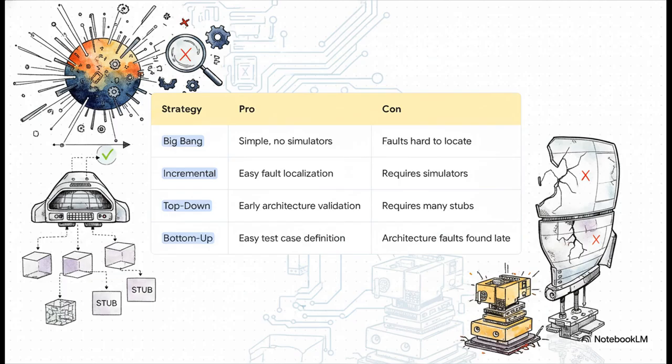It's a nightmare. Incremental approaches, whether you build from the big picture down or the small details up, let you test as you go. It's way easier to find faults, but it takes more planning, and sometimes you need these little placeholders, or stubs, to fake the parts you haven't added yet. There is no one-size-fits-all answer. It all depends on the project.